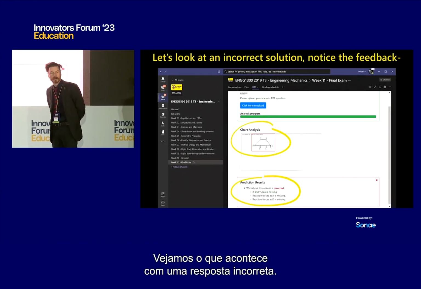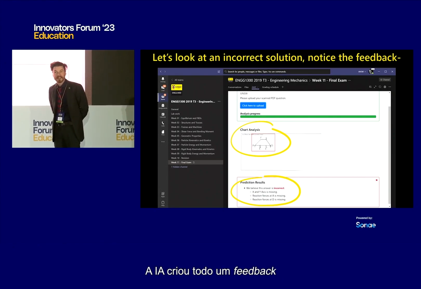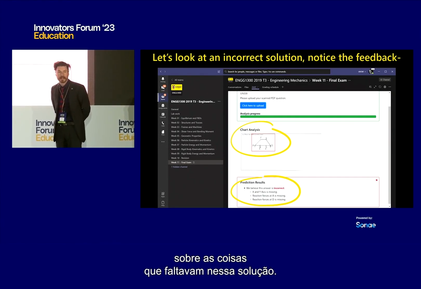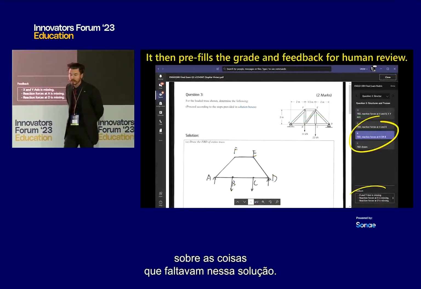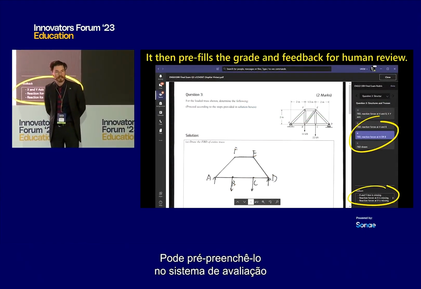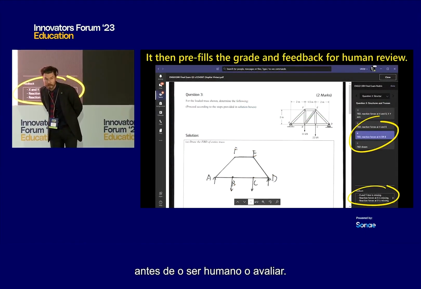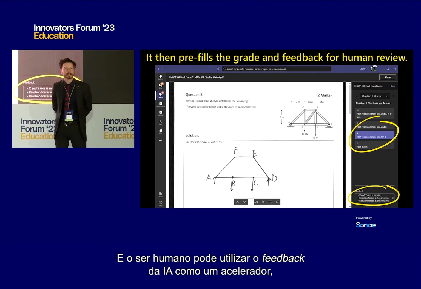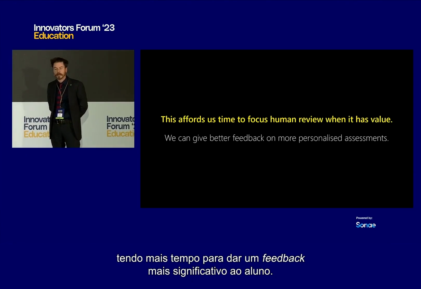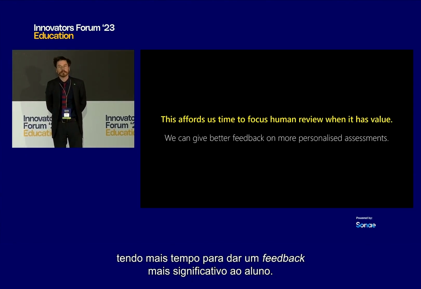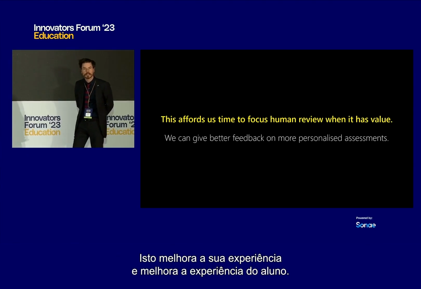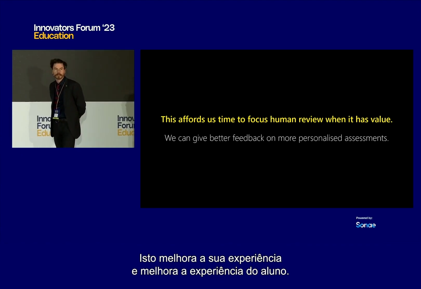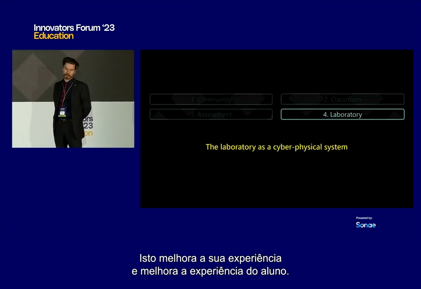Let's have a look what happens at an incorrect answer. The AI has actually created all of the feedback about the things that were missing from that solution. It can pre-fill it into the grading environment before the human marks it, and the human is able to use the AI's feedback as an accelerator so that they can now spend more time giving meaningful feedback to the student. This improves their experience, it improves the student's experience.